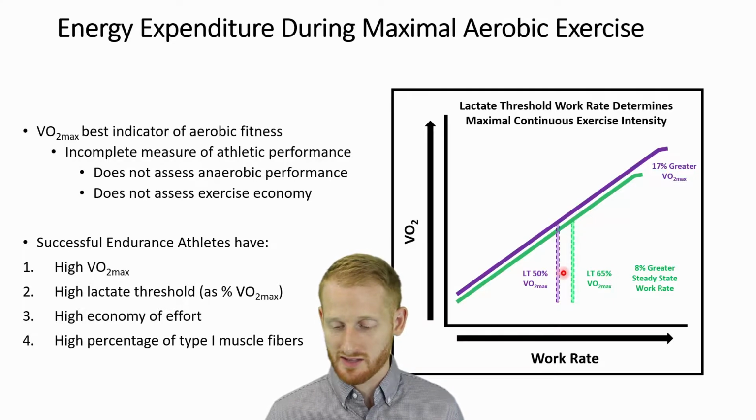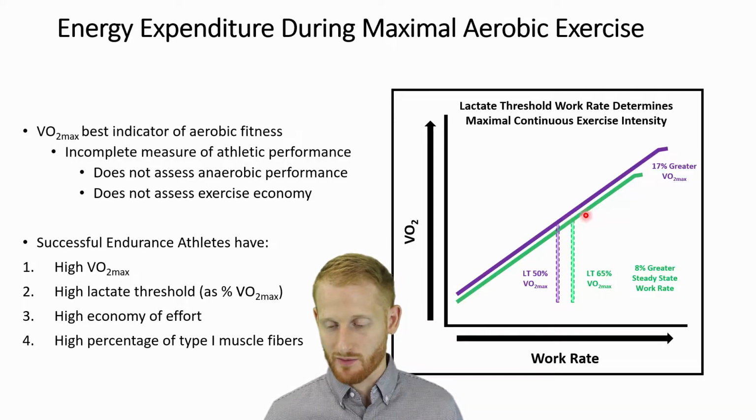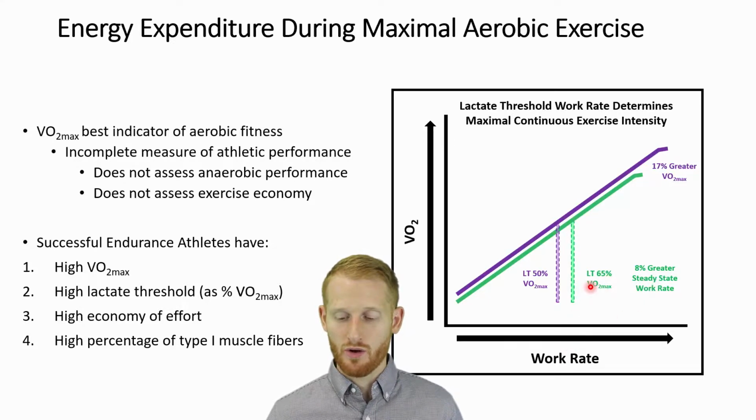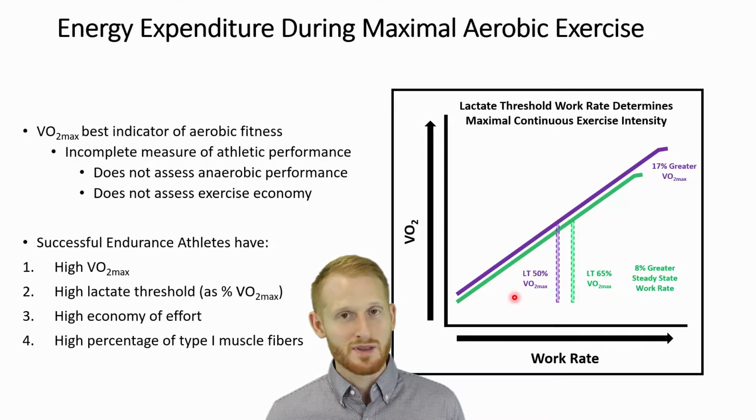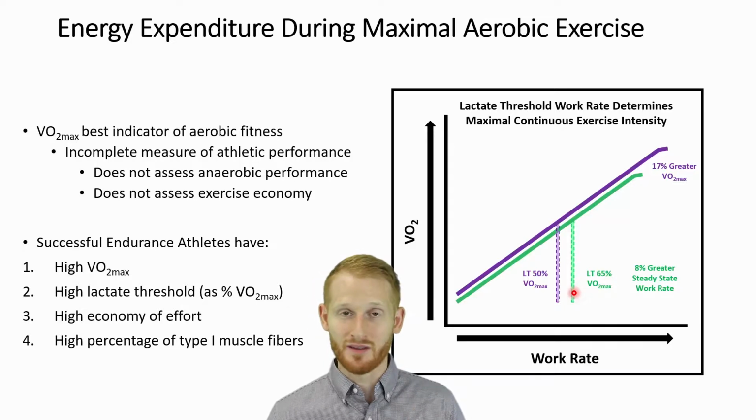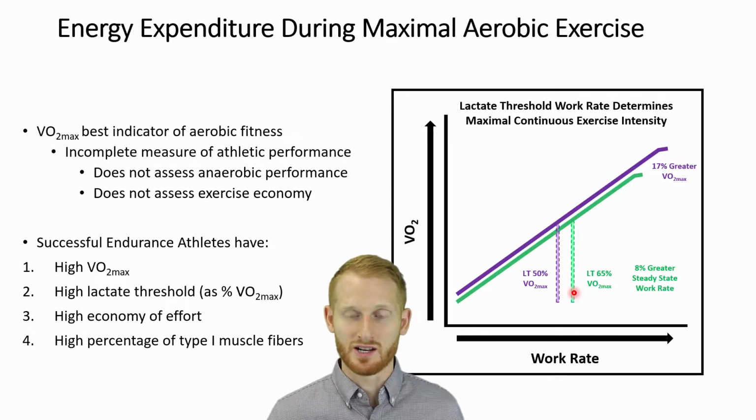Which, if you look at this, that means the person represented by the green line is actually able to work at a higher work rate, approximately 8% higher, while staying under or at their lactic threshold compared to the purple individual here. So what that means is they can work at a higher work rate without feeling fatigued, without feeling muscle burning, without any of the signs that come from having large amounts of lactic acid production.